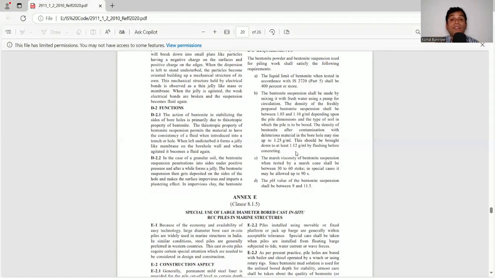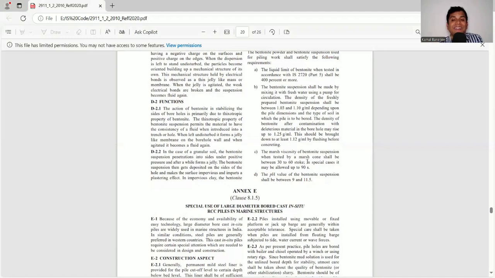It is very much important. If it is above 1.12, that means inside the bore there is slurry or mud or something, so there is a chance of collapse of the bore during the concreting, or if this material is there, the concrete can be harmed. That is why it should always be brought down to 1.12 or less. The Marsh viscosity of the bentonite suspension when tested with a Marsh cone shall be between 30 and 60 seconds. In a special case, it may be allowed up to 90 seconds.